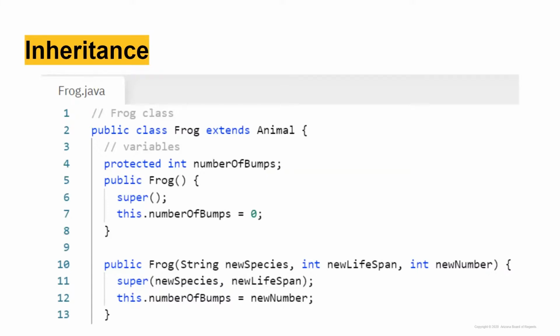So all these parameters are being passed into the constructor for frog, but we can kick two of them back to the constructor for animal by calling super again, because we've already written the code for that. We might as well use it. So we can go super and then pass the new species and new lifespan as parameters into that. But since the number of bumps is something special to this frog class, we're just going to have to say this dot number of bumps equals new number.